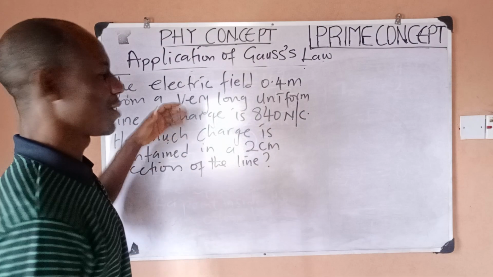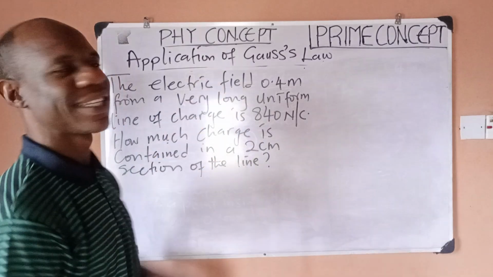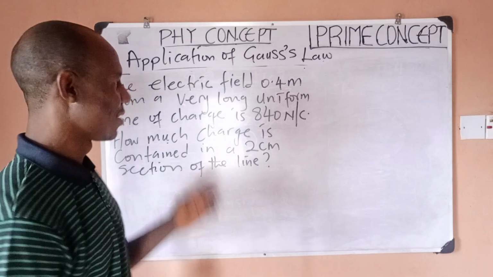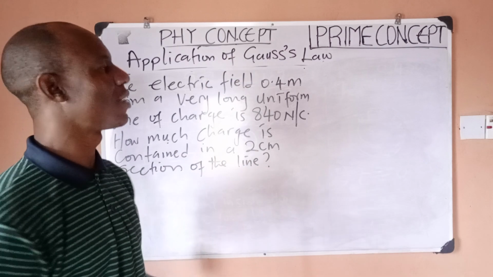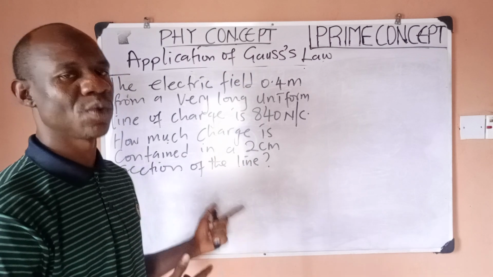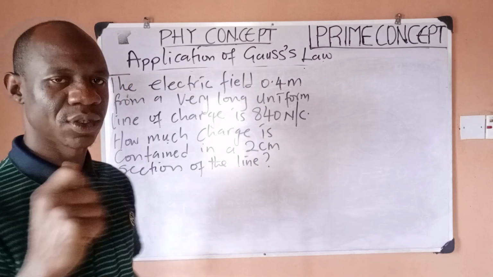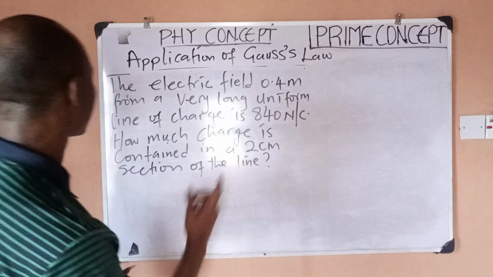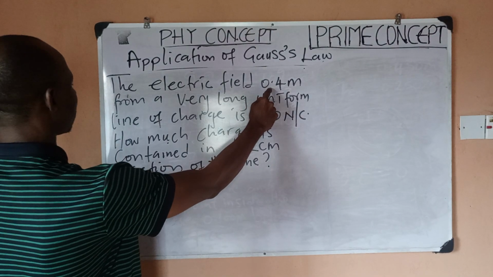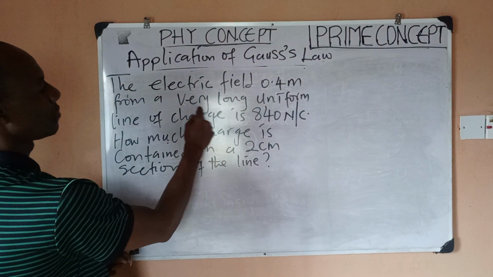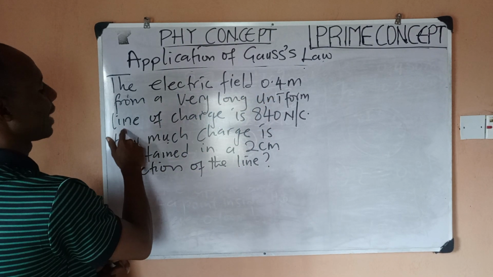Now I want to solve another problem under the application of Gauss law, right? The problem would make the concept of the application very clear to you. Do well to watch this till the end of the video so you can learn it very well. Now we have the electric field 0.4 meters from a very long uniform line of charge.